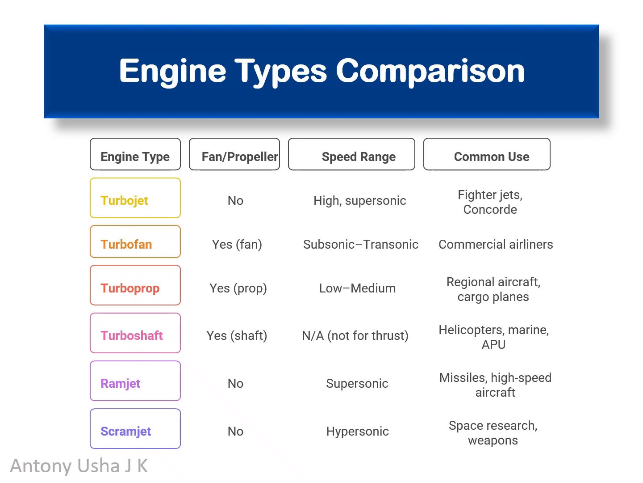In a turboshaft, there is a shaft to generate the power, and the speed range is based on the thrust produced. It is commonly used in helicopters and marine vessels. For the ramjet, the speed range is supersonic, and the common usage is in missiles and high-speed aircraft. The scramjet, like the ramjet, uses no propeller or fan, and the speed range is hypersonic, used in space research and weapons.